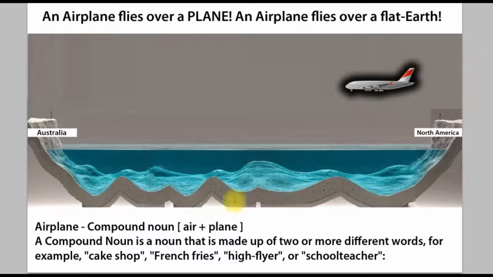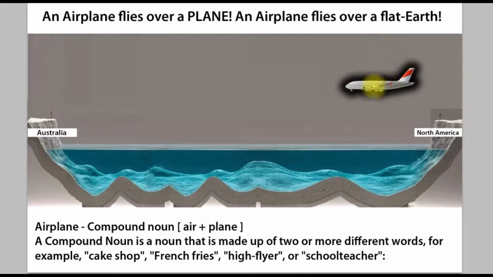So airplane is a compound noun. What's a compound noun? A compound noun is a noun that's made up of 2 or more different words. For example, cake shop, French fries, high flyer, or school teacher. Airplane: air, plane, airplane.